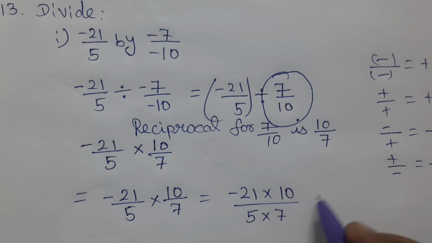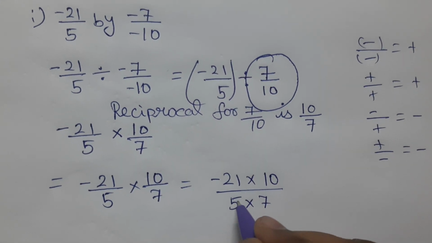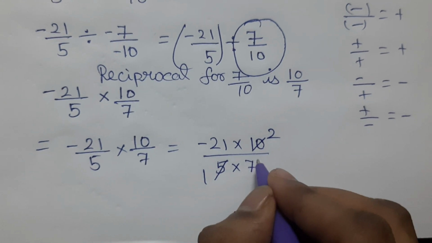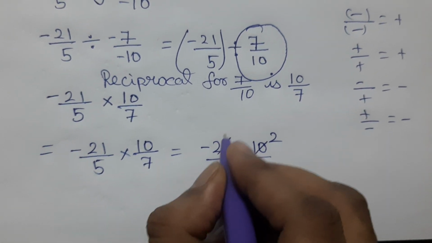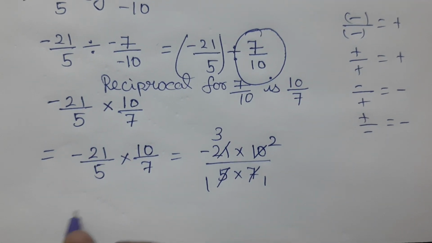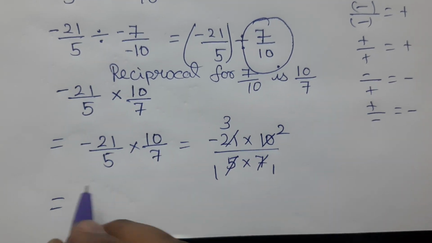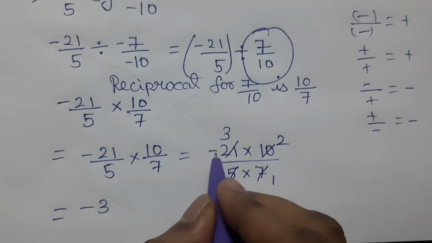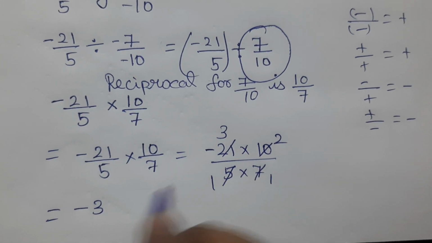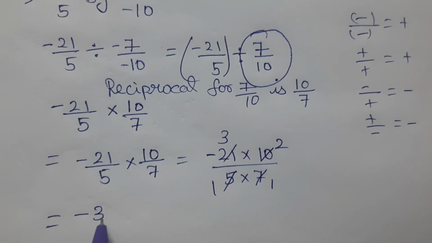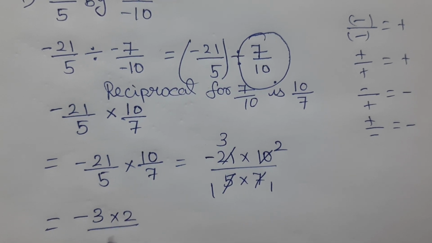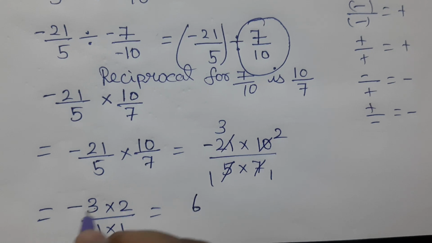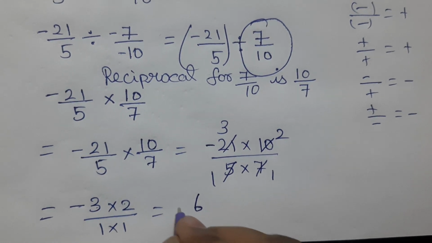Now if it is possible to reduce, we have to reduce. 5 table is possible. 1 5 is 5, this one 2 5s are 10. And then this one 1 7 is 7, 3 7s are 21. What are the remaining terms we have? Here minus 3. You have to take this minus also. Don't forget it. So minus 3 into 2 divided by 1 into 1. So that is equal to 3 2s are 6. Minus into plus, minus.